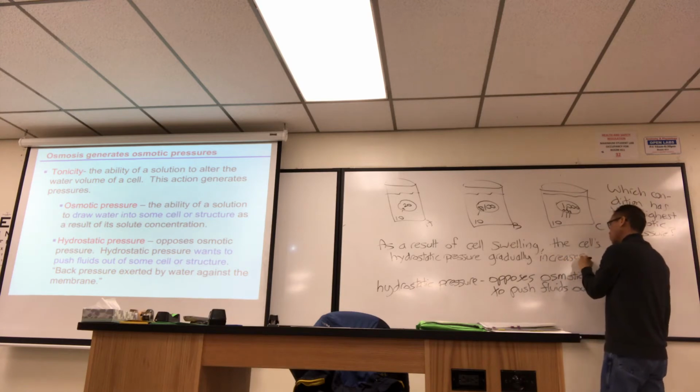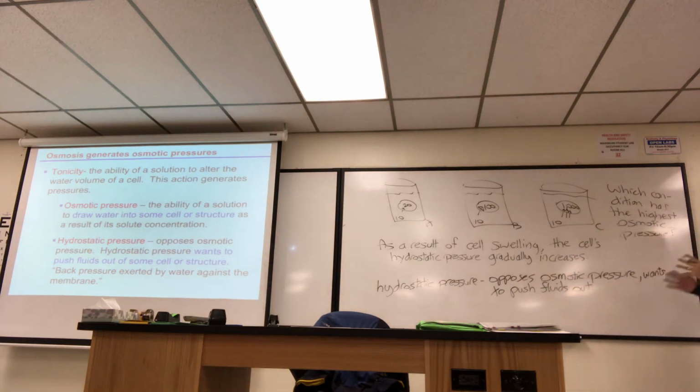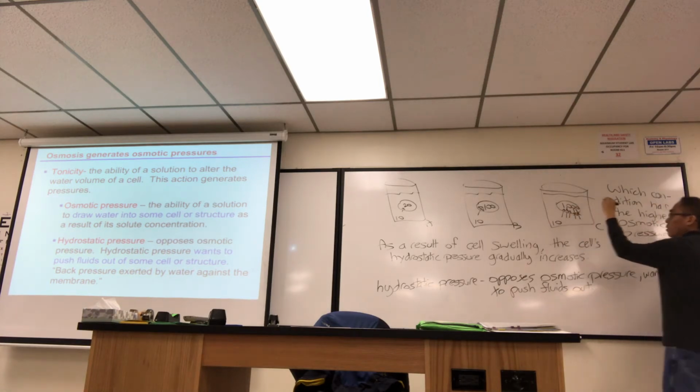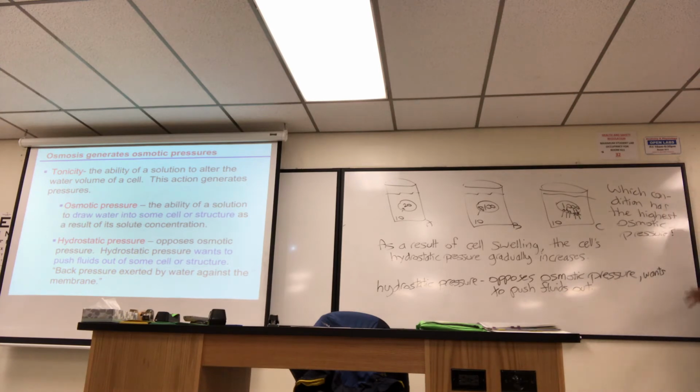Now remember, hydrostatic pressure is opposing the osmotic pressure. So I guess one of two things could happen. You could swell to the point where hydrostatic pressure is so big inside, it's like water can't come in anymore. So you just stop swelling. Or the cell could burst. I guess there could be a third one. It doesn't ever burst and you just start pushing water out.